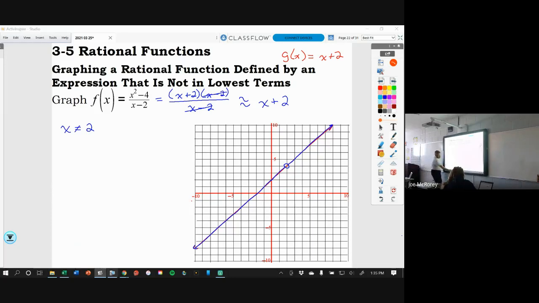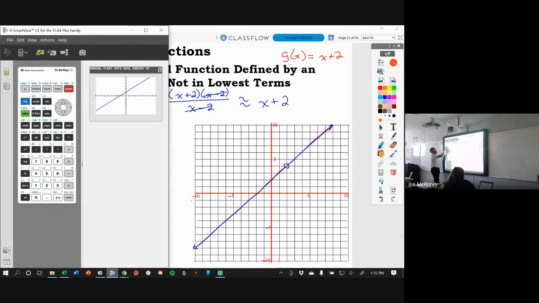Can we zoom in? Oh, it says error. At 2, there's an error. Why is there an error? Because it doesn't exist. You can't divide by 0. What's wrong with my table? You're in Ask. You need to go to second table set and change it to auto.